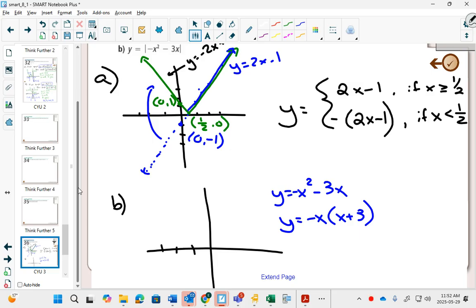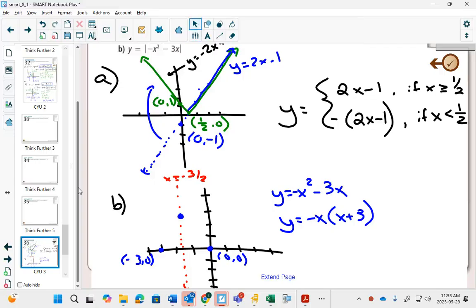The nice thing about the factored form is I would know that I have an x-intercept at 0 and an x-intercept at negative 3. I also know that my parabola opens down. Technically, my axis of symmetry, remember when we drew axes of symmetries with the red line? It would be halfway between 0 and negative 3, so at negative 1.5. Somewhere on this axis of symmetry is going to be my vertex. I don't know exactly where it's going to be, but I know that my parabola would open down.